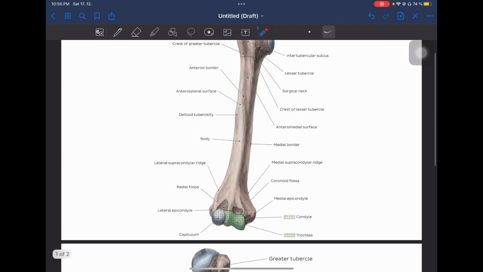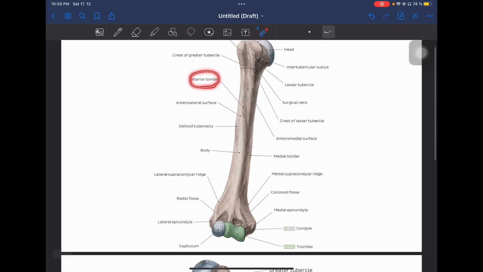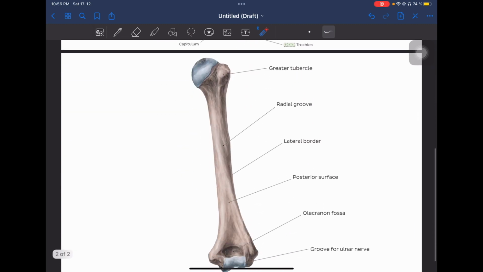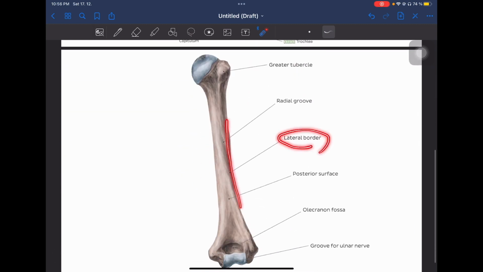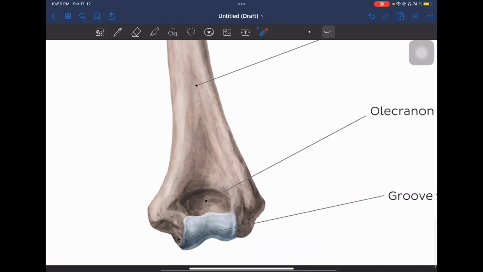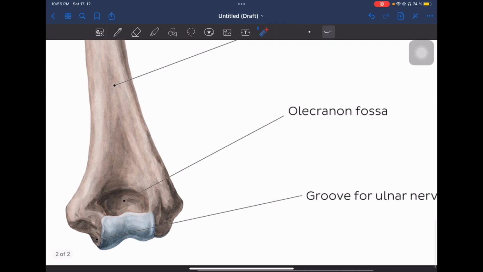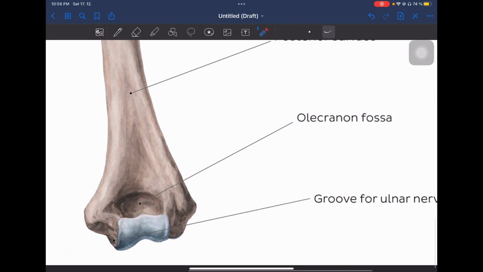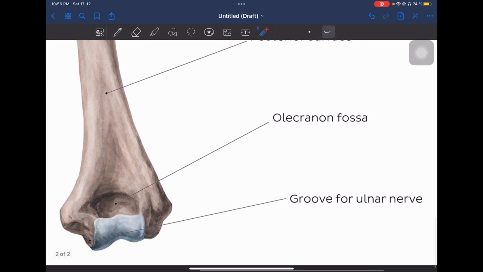And as we had anterior border, we have lateral border. This is the lateral border because this is the lateral side, this is the medial side. And we have posterior surface because we are looking at the posterior side of humerus. And this fossa here is olecranon fossa. And here is the groove for ulnar nerve.